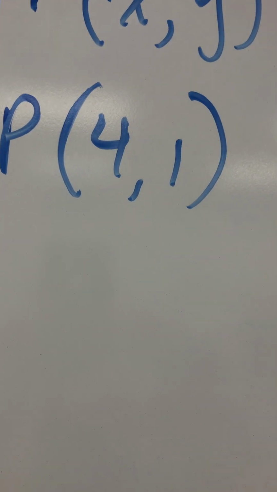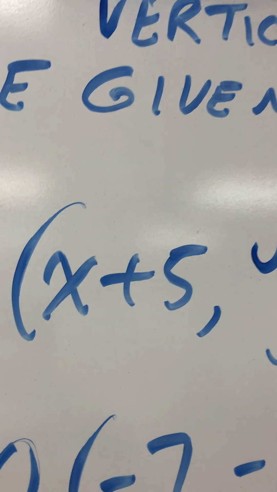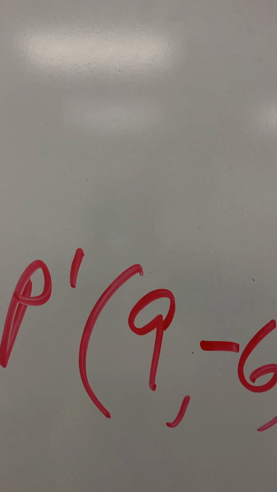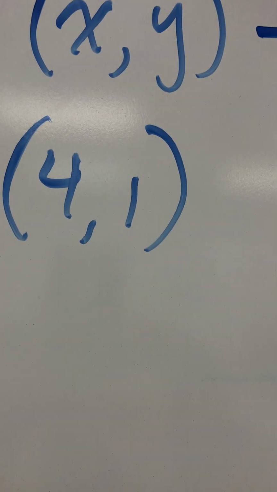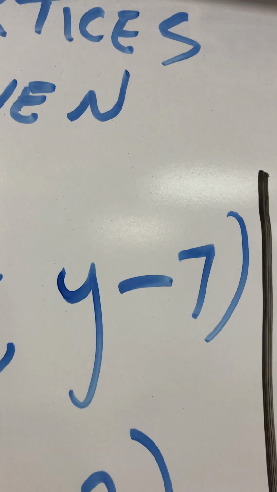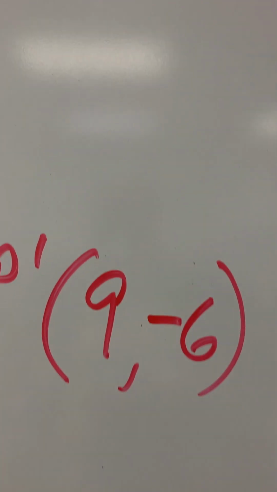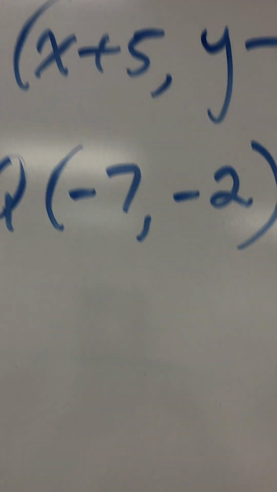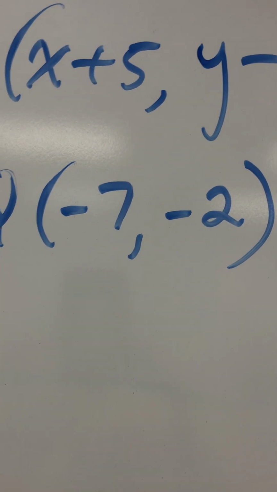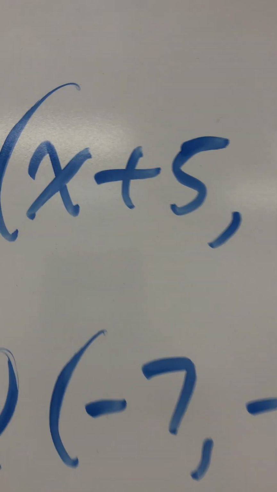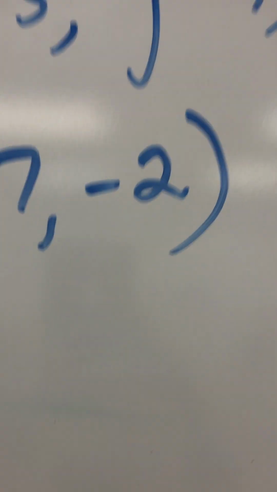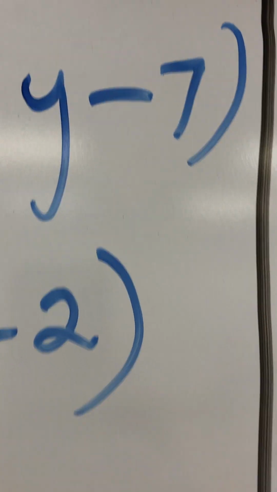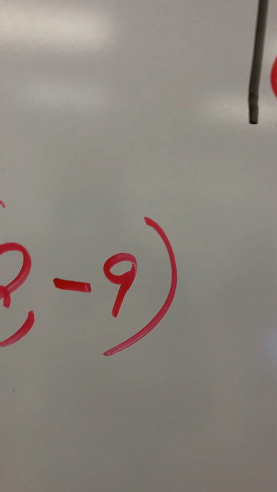4, 1. What's 4 plus 5? 9. 1. What's 1 minus 7? Negative 6. Answer 9, negative 6. Negative 7, negative 2. What's negative 7 plus 5? Negative 2. What's negative 2 minus 7? Negative 9. Okay, another example.